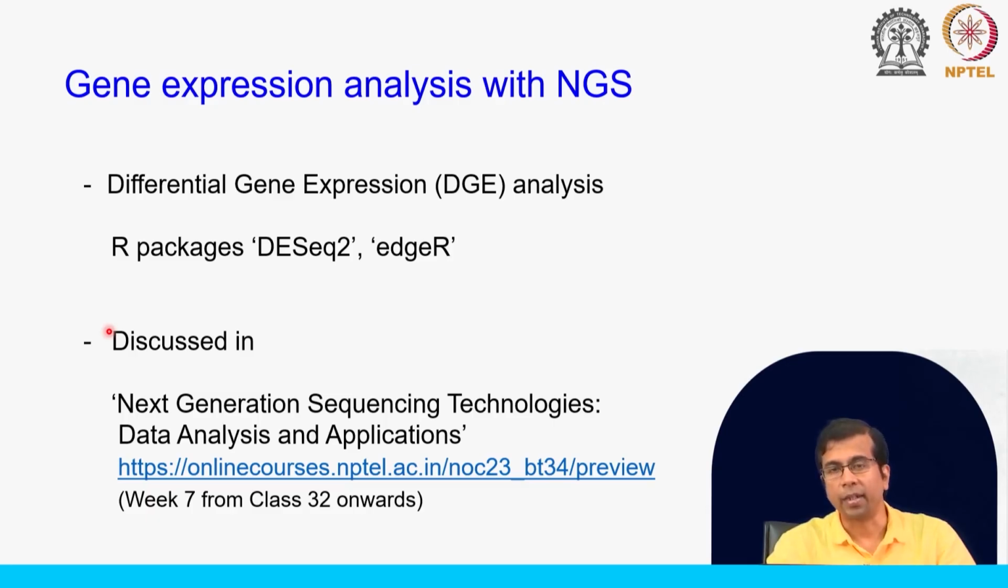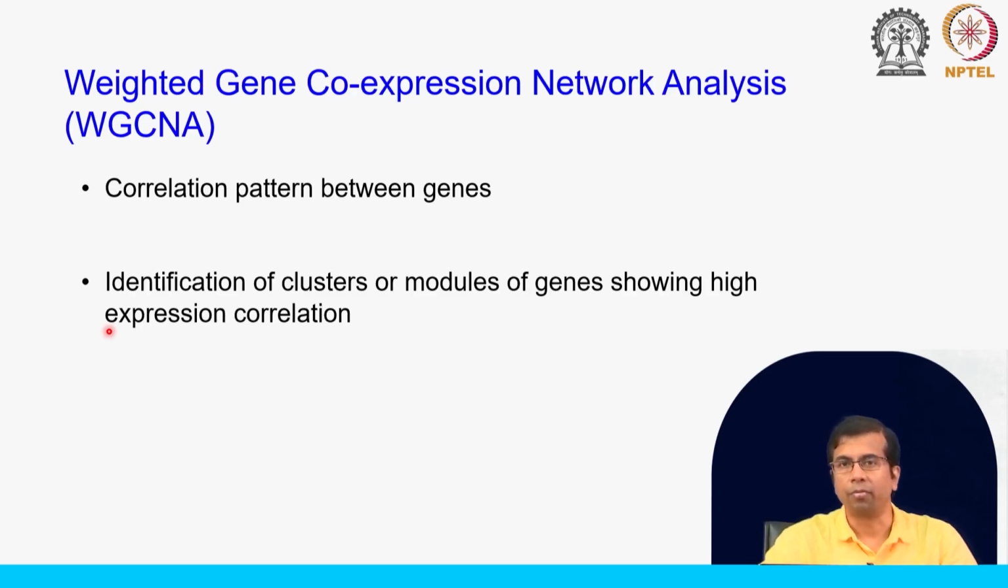What we will be discussing in this class is something called weighted gene co-expression network analysis. So, what is this weighted gene co-expression network analysis, or WGCNA? Here we start with gene expression data, and what we are interested in is looking at the correlation pattern between genes. So, instead of differential expression analysis, what we look into first is the correlation pattern between genes, and we usually calculate correlation values between pairs of genes, and we have to do this for all pairs that are in our data set. That is one of the first steps.